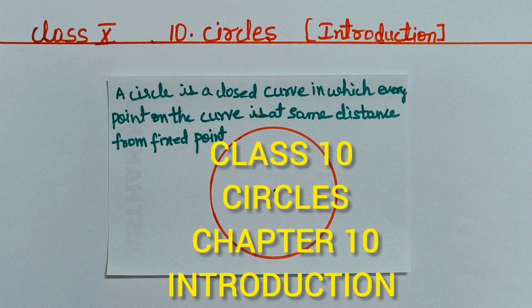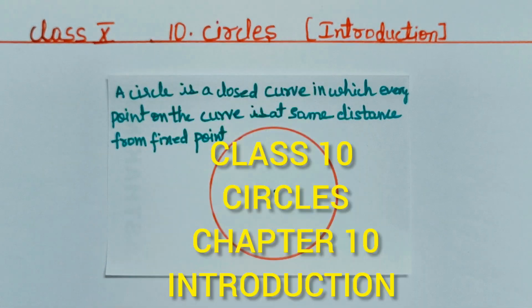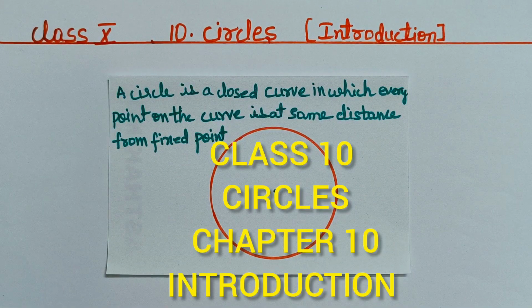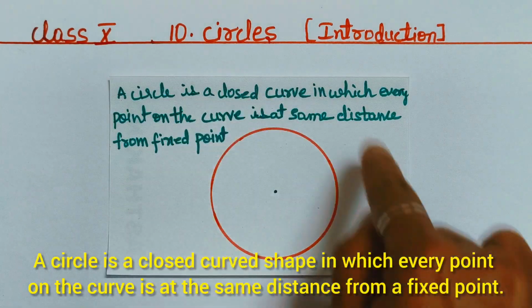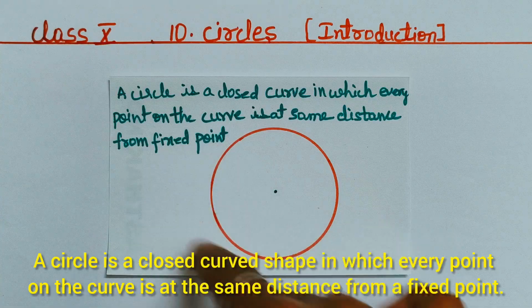Now we are going to learn the class 10th lesson, the circle lesson. This is the introduction video. Okay. First of all, what is a circle? A circle is a closed figure. It is in a round shape.